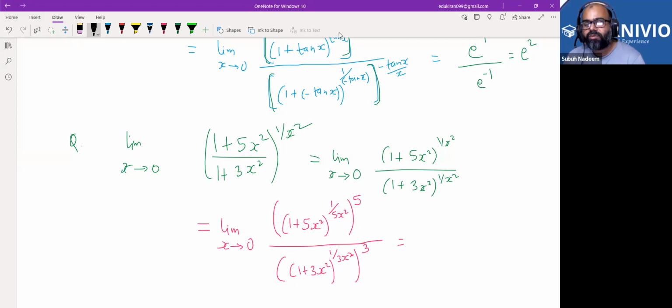Now you have the answer in front of you. What is this? 1 plus 5x square to the power 1 by 5x square. This is E, isn't it? E: 1 plus term approaching 0 to the power 1 by the same term approaching 0. And then there is 5. Similarly here, this thing is also E to the power 3. So it is e to the power 5 minus 3, which is e square.